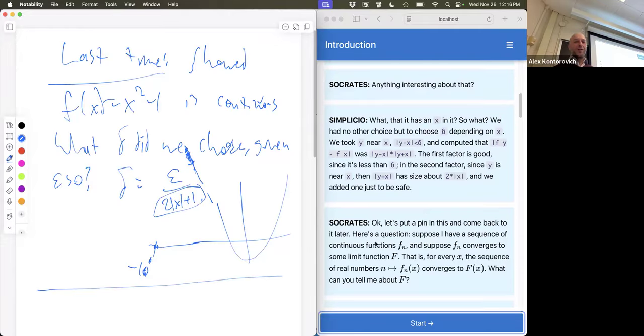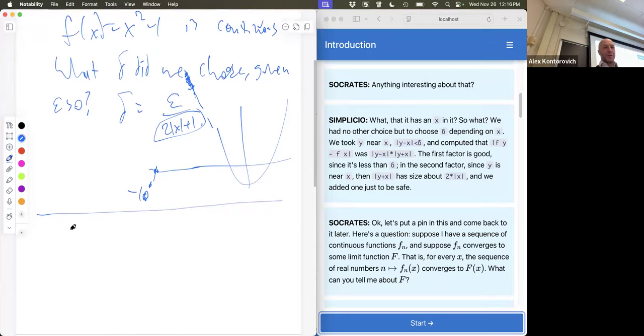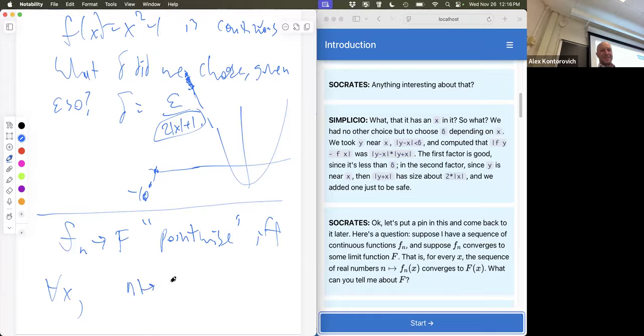Let's go to another question. Suppose we have a sequence of functions, fn, and each of them is continuous, and they converge to some limiting function f. What do I mean by that? So fn converges to f pointwise means what? Joe? A sequence of... Exactly. Capital F. Exactly right.